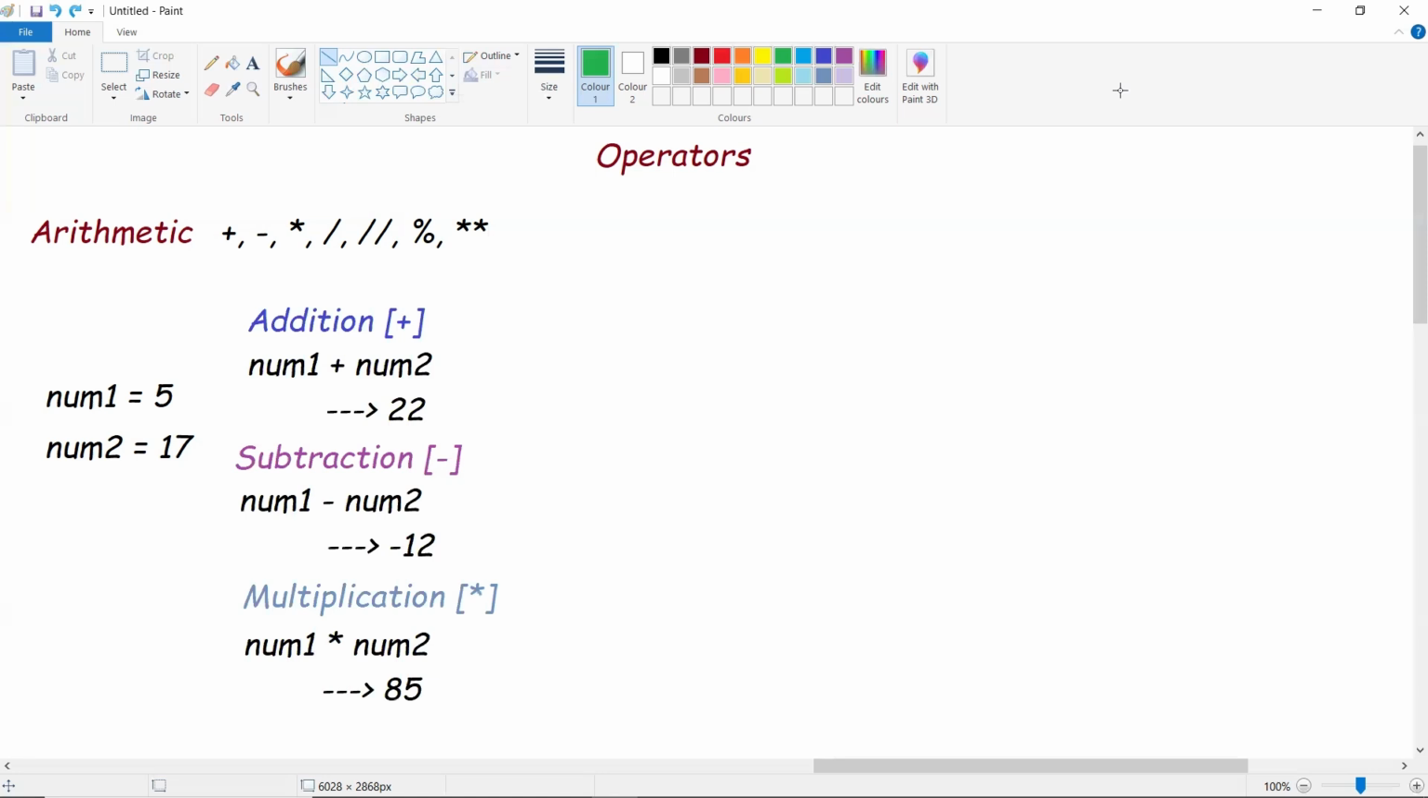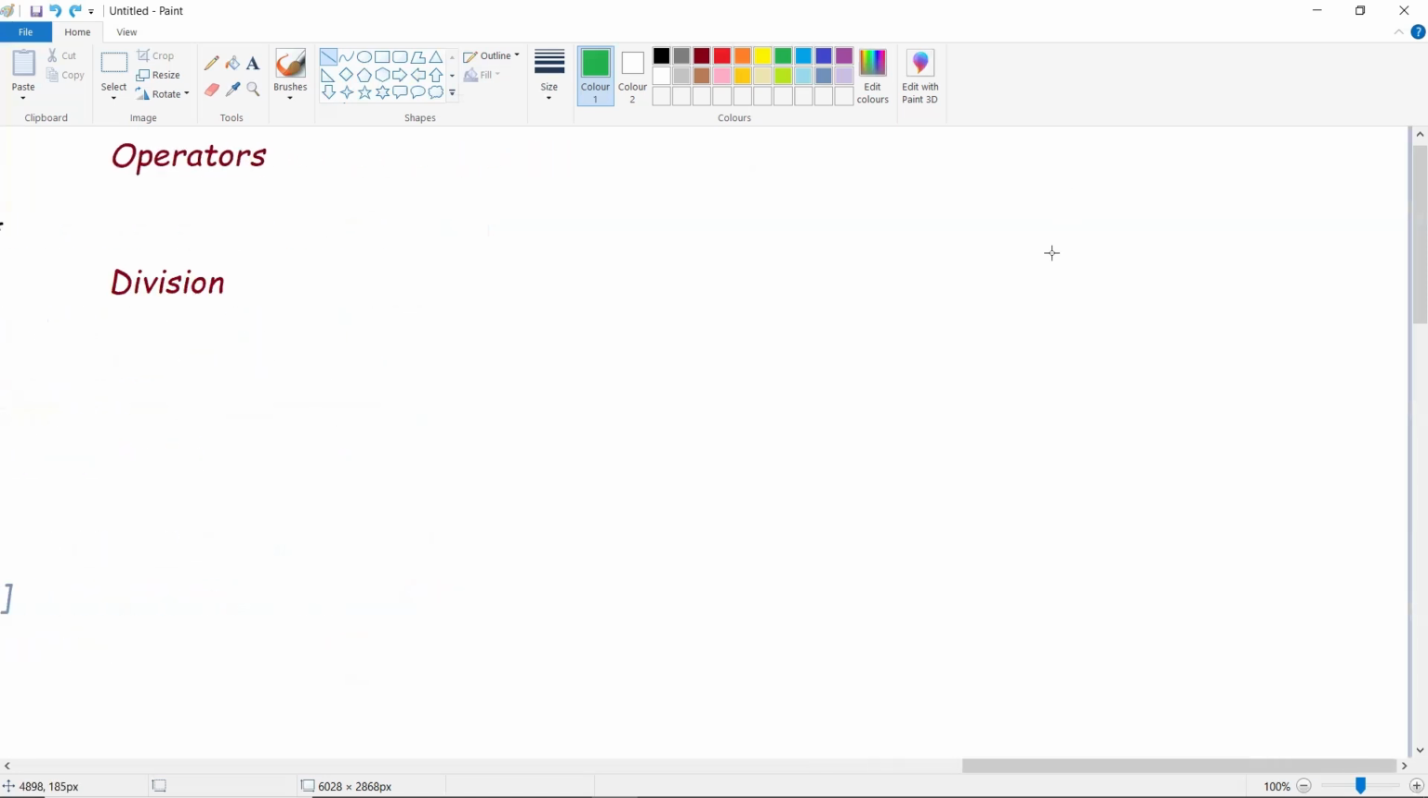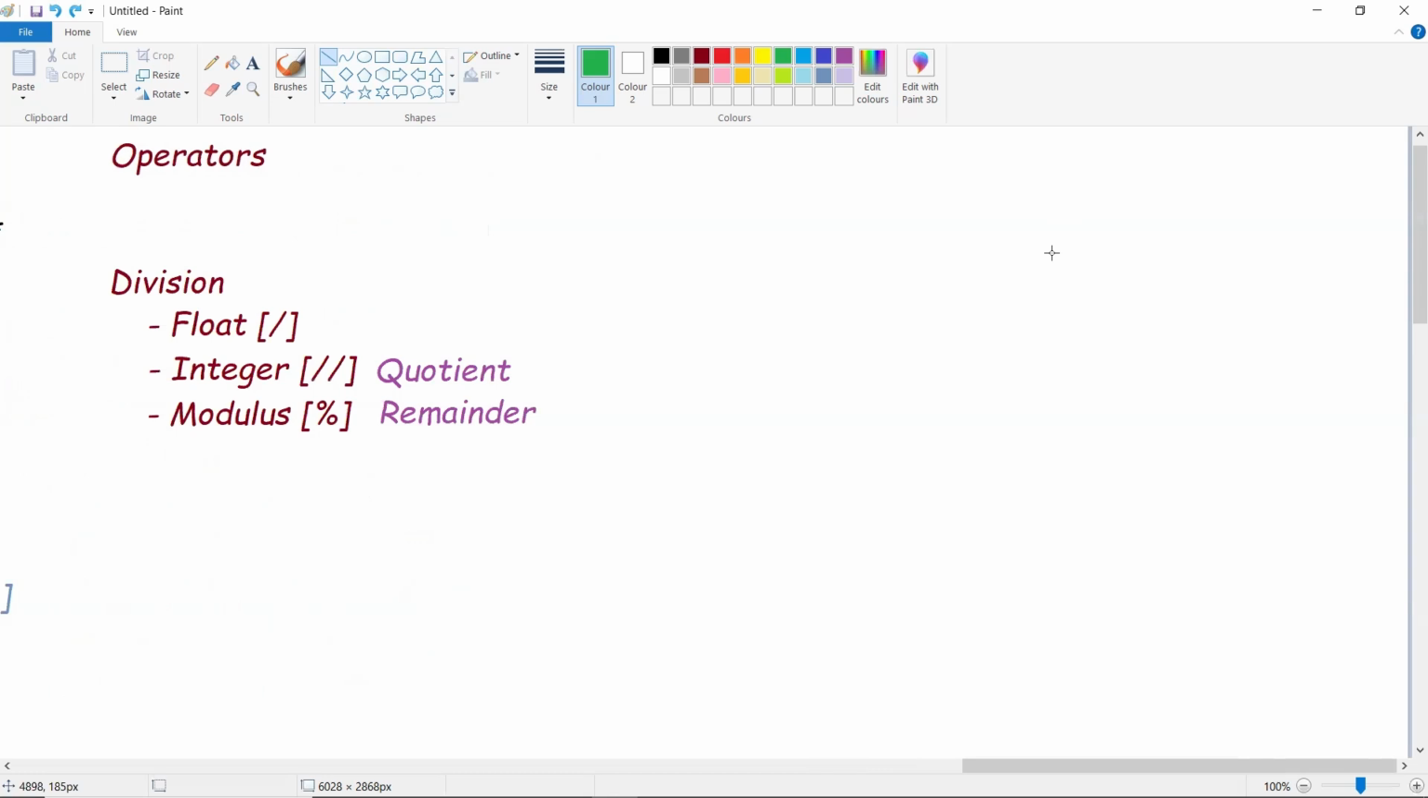Now let's go to the next part, division. In division, there are three categories. One is float division, one is integer division, and the other is modulus division. Among these three, float as well as integer division would give us the quotient, and when it comes to modulus, that gives us the remainder.